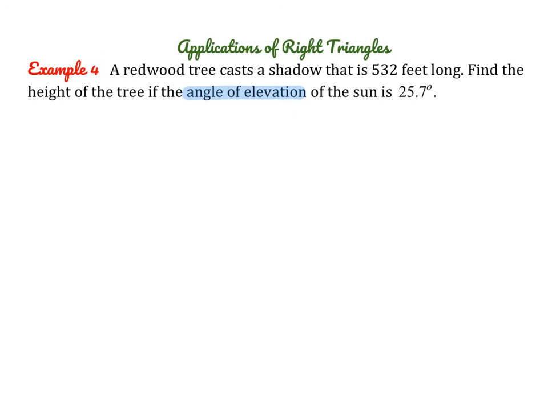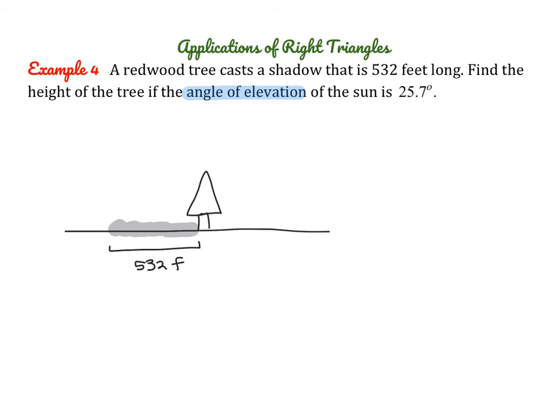So here's the ground, and here's our redwood tree. And we know that this redwood tree is making a shadow. There's the shadow, that is 532 feet long. If the shadow is over here, that means that the sun is somewhere over here. So I'm going to draw the sun right here. They would like us to find the height of the redwood tree. I'm going to call this x, if the angle of elevation of the sun is 25.7 degrees.